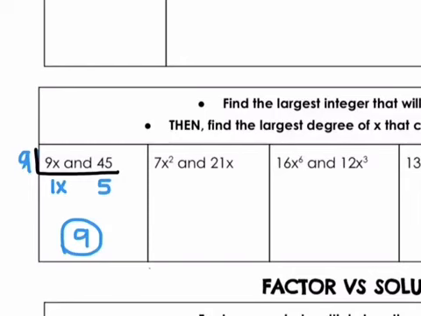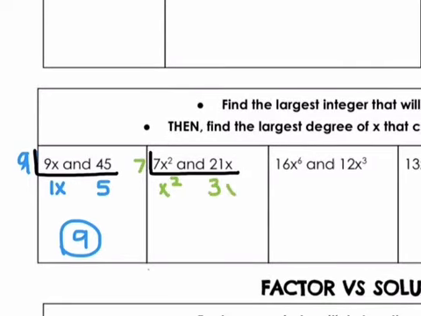The second one, try to figure out what number can I divide 7 and 21 by. And we could start by dividing them by 7. 7 divided by 7 is 1. Then we've got to bring down the x squared. And 21 divided by 7 is 3 with the x.